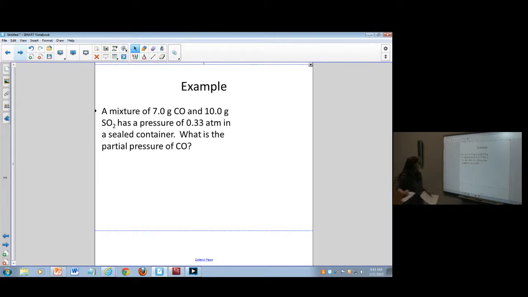All right, in this case, I've been told something about the mixture. I know how many grams of CO and SO2, or non-reacting gases, are in this case. And they have a pressure of 0.33 atmospheres together. Okay, so we know the total pressure here.